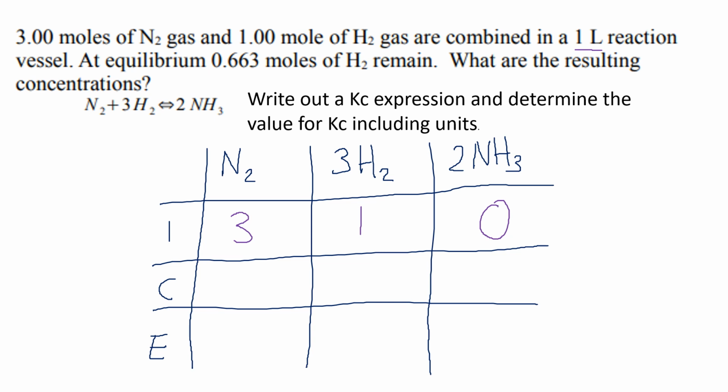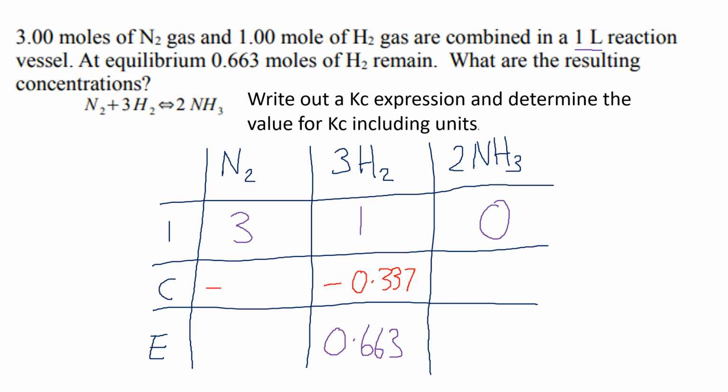And it tells you at equilibrium 0.663 moles of the hydrogen remain. What are the resulting concentrations? Well, start off by working out the change in the hydrogen. So it's 1 minus 0.663, which is 0.337. It's gone down by. Now the nitrogen, because it's a reactant, must also have gone down. It's got used up, and it must have gone down by 1/3 the amount that the hydrogen has gone down, because of the ratio in the equation.